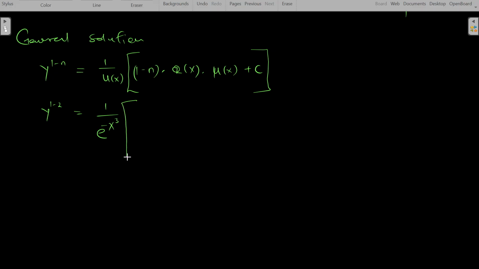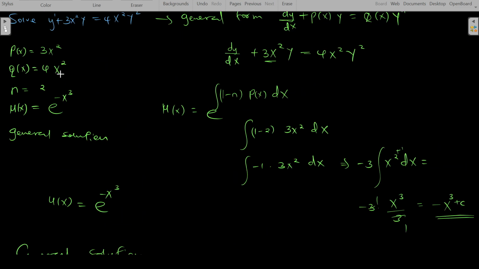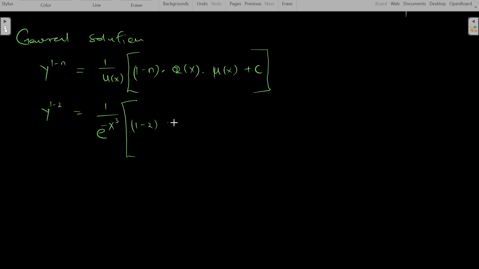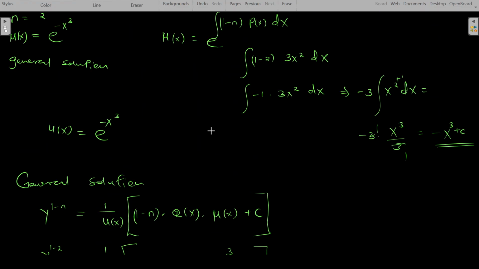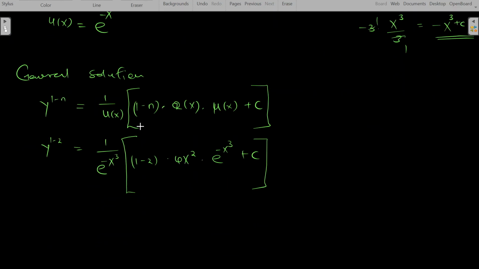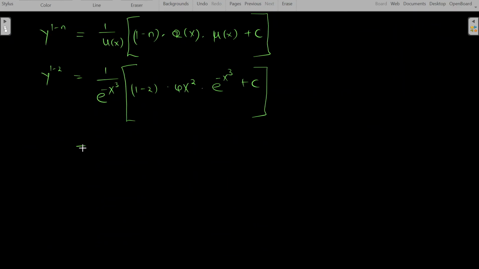Then I'll multiply that whole expression by 1 minus 2. Multiply that by q of x, which is 4x squared, multiplied by mu of x, which is e raised to negative x cubed, plus a constant of integration. So we're just substituting whatever we had. Continuing this step, I can write this as e raised to x cubed multiplied by whatever is in this bracket.